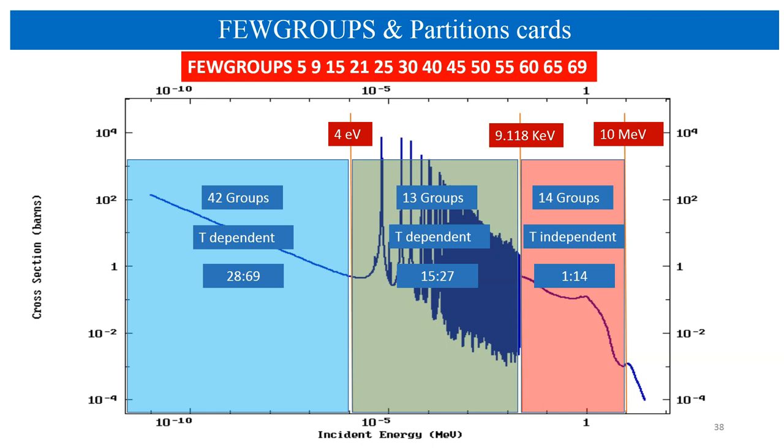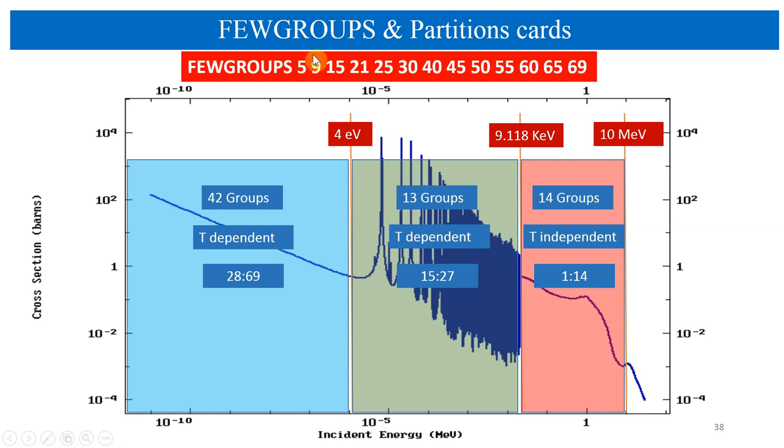It will cost a little bit of time. Using few groups will make it faster. For the partition card, we can use the few groups, and the partition cards are the same, because the partition card in the reaction edit, which is solved for the resonance effect, we can use a partition group.